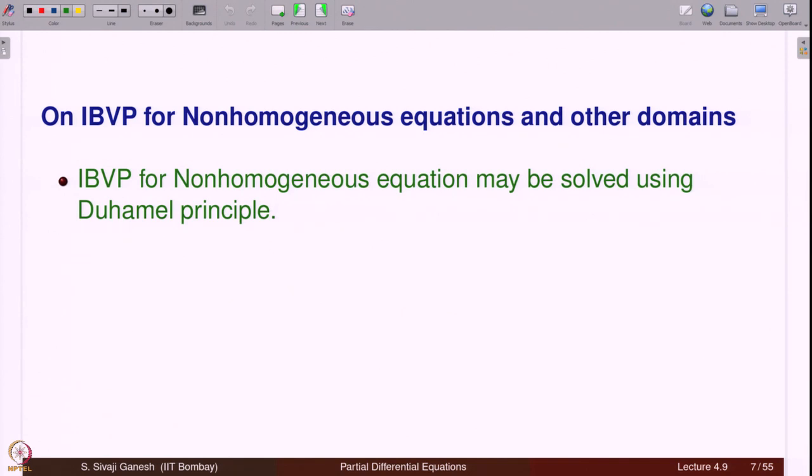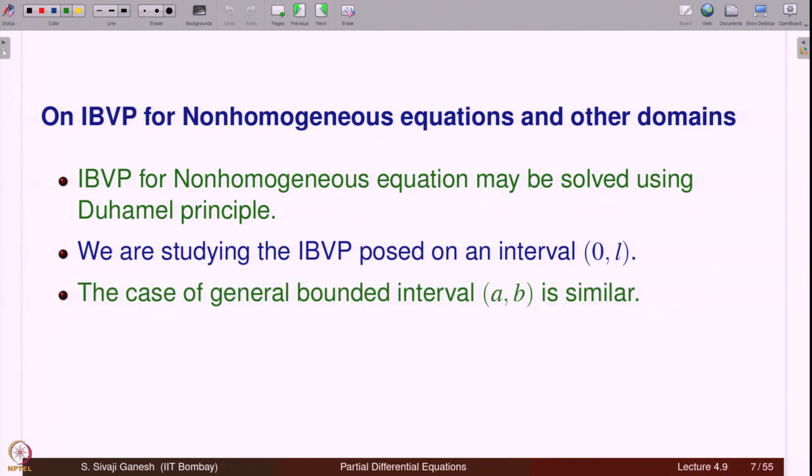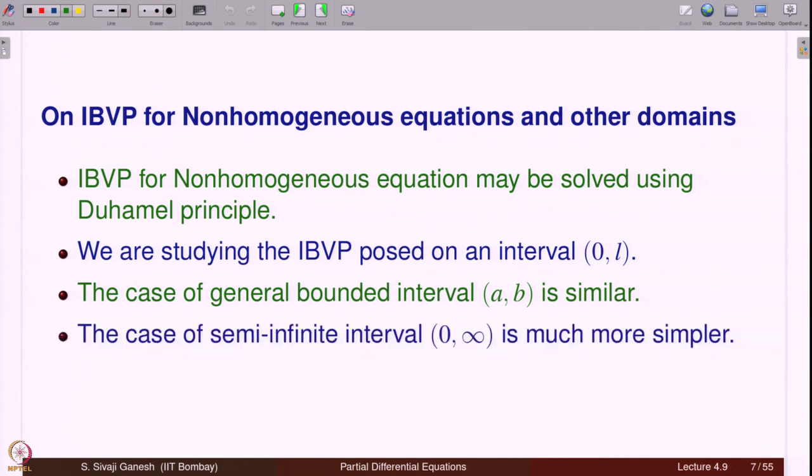On IBVP for non-homogeneous equations and other domains: the IBVP for a non-homogeneous equation may be solved using the Duhamel principle, exactly as we did for the Cauchy problem. We are studying the IBVP posed on an interval (0, L) only for convenience. One could also consider an interval (a, b); it's similar. One may ask, what about infinite or semi-infinite intervals, that is, intervals of the type (0, infinity)? That is much simpler, so that is why we are not studying that. Instead, we are studying the more complicated finite interval (0, L) case. The methods that we follow in this lecture will apply to those cases, and the solution can be obtained in a much simpler manner.